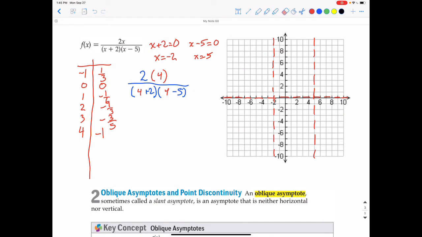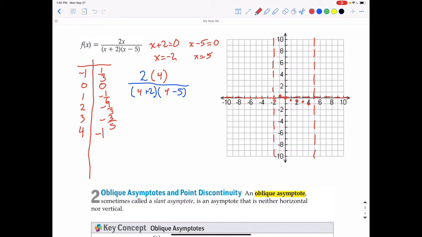So when I graph those, negative 1, positive 1/3. That's the left one, up just slightly. 0, 0. 1, negative 1/6. It's about right here. 2, negative 1/3. It's about right here. 3, negative 3/5. A little bit less than that. 4, negative 1. So you can see those 4 points right here, which really doesn't tell us a whole lot about what's going on between the asymptotes.